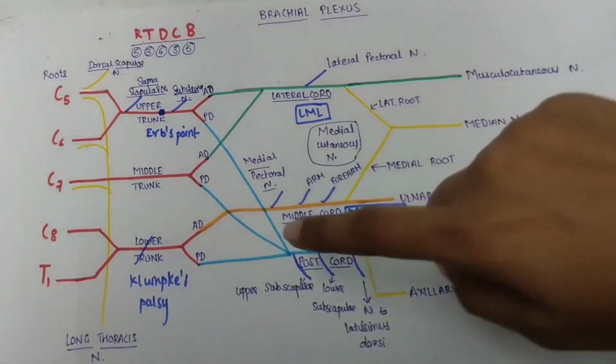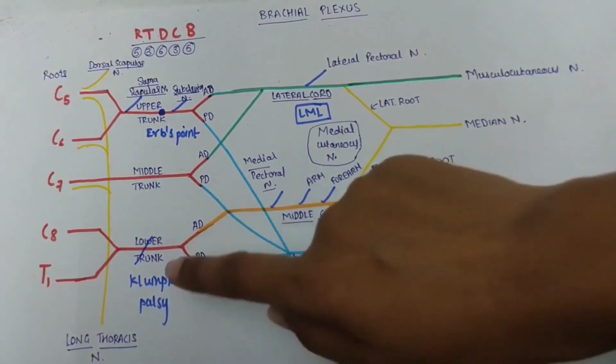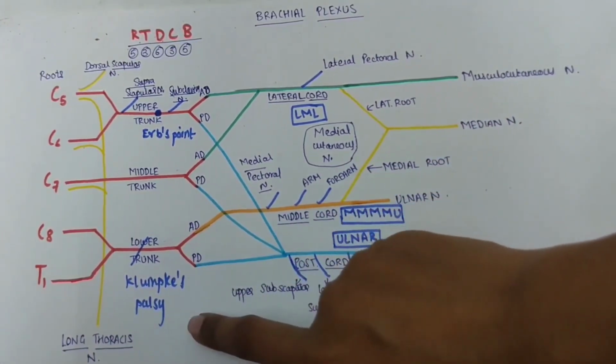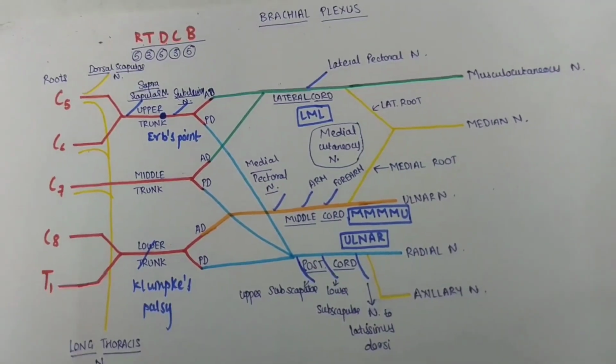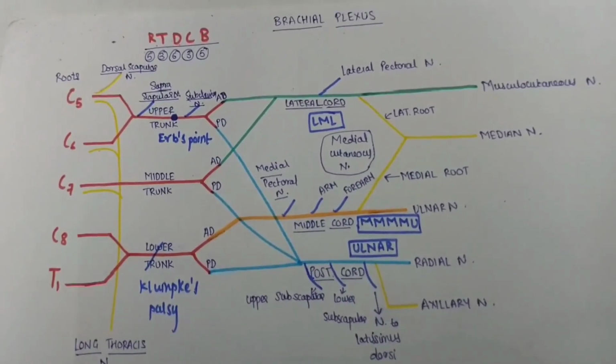Now, if there is damage at the lower trunk, it would cause Klumpke's palsy. It is another condition of the brachial plexus. So what is Klumpke's paralysis? It is also called claw hand disorder. Claw hand is mainly due to unopposed action of the long flexors and extensors of the fingers. So this is the brachial plexus. This is a short summary of brachial plexus.